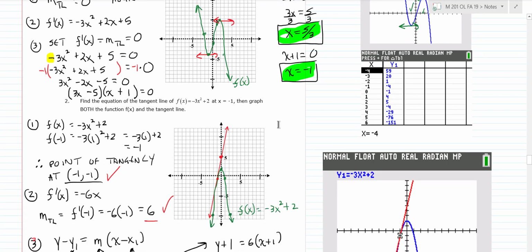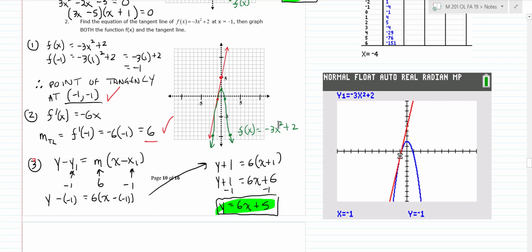Next problem. Let's see, this is the tangent line problem, so I'm giving you this function, negative 3x squared plus 2.